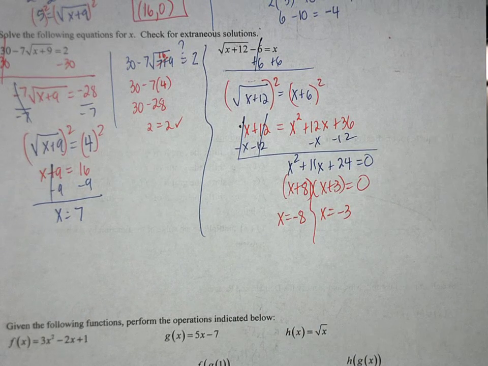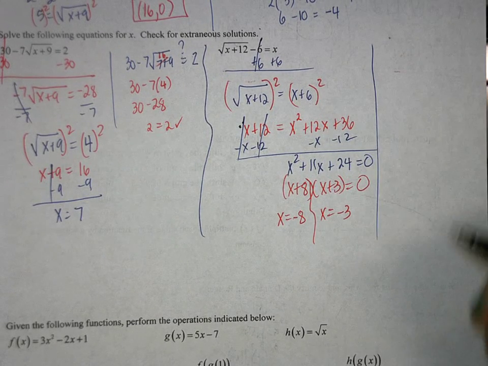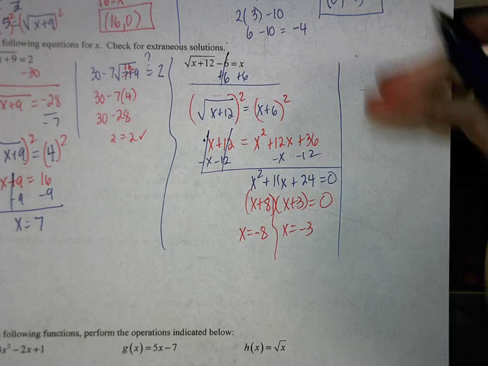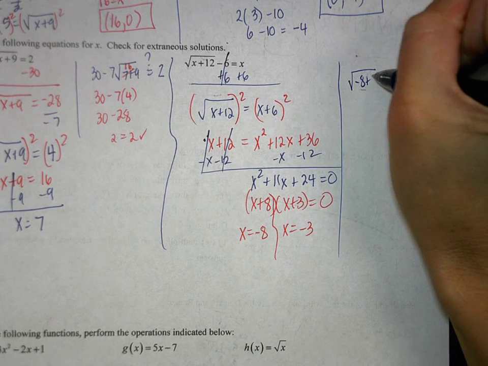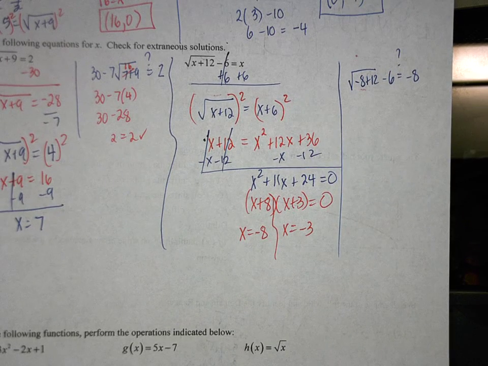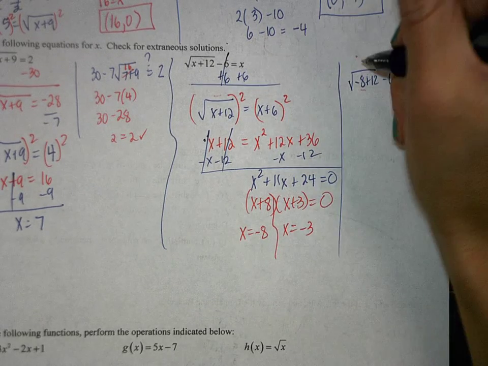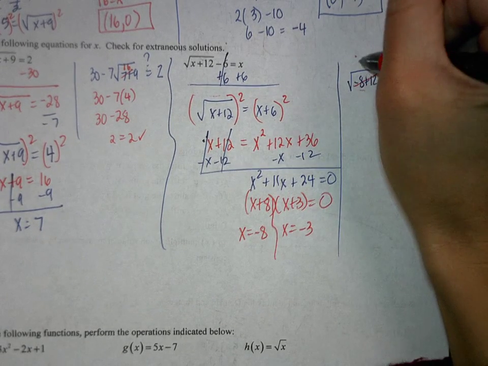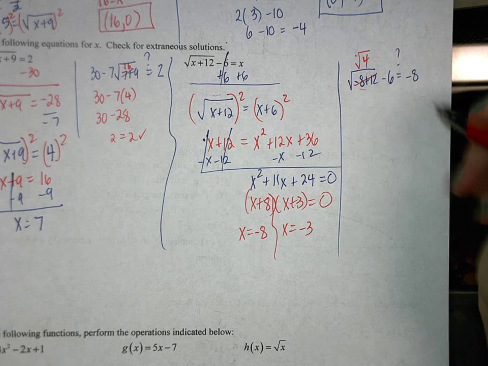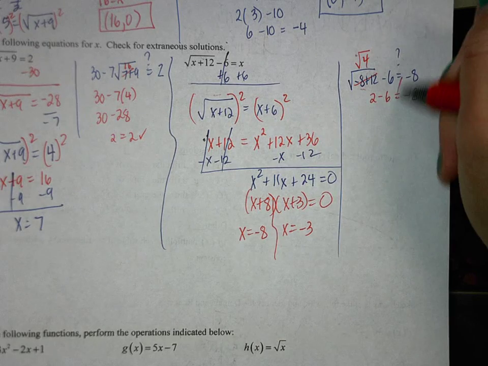Okay? Now, most of the time when you get two answers, one of these answers is not going to work. Is it always the case? No. But this is why it's important to check for extraneous solutions. So let's check these out here. Starting with -8, I take the square root of -8 plus 12 minus 6 equals -8. And again, we're checking to see, does that actually equal that? -8 plus 12 makes 4, so this becomes the square root of 4. The square root of 4 is 2. Is 2 minus 6 equal to -8? No, that does not equal. So I'm going to cross out -8.